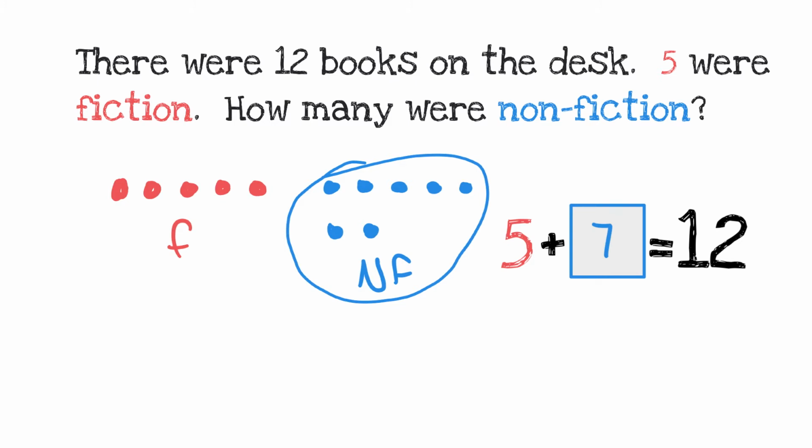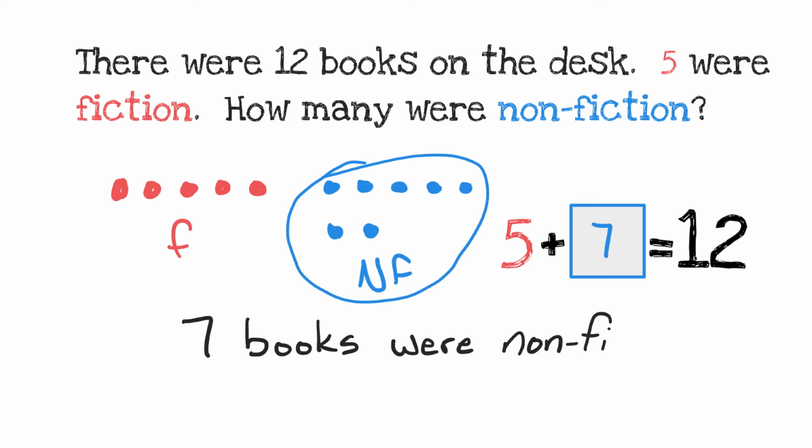All right, now we've read the problem, we've drawn it, now we need to write out our answer. So let's write it out. So 7 books, B-O-O-K-S, were, W-E-R-E, and then nonfiction, N-O-N dash fiction, F-I-C-T-I-O-N. And then, of course, our period at the end.